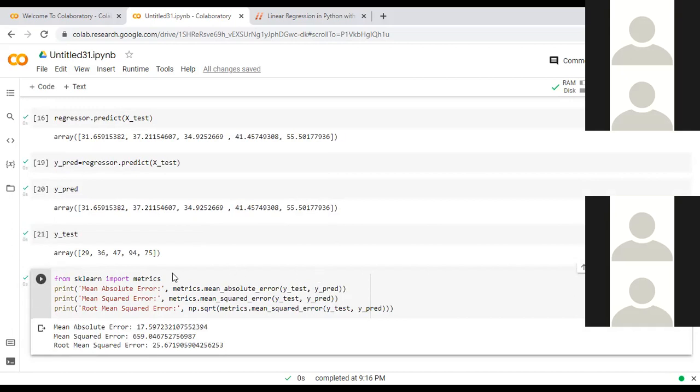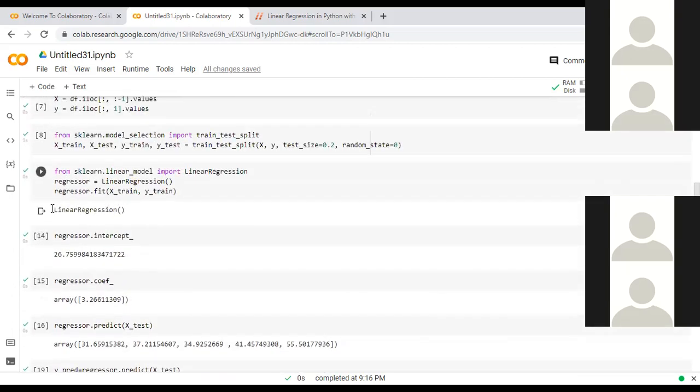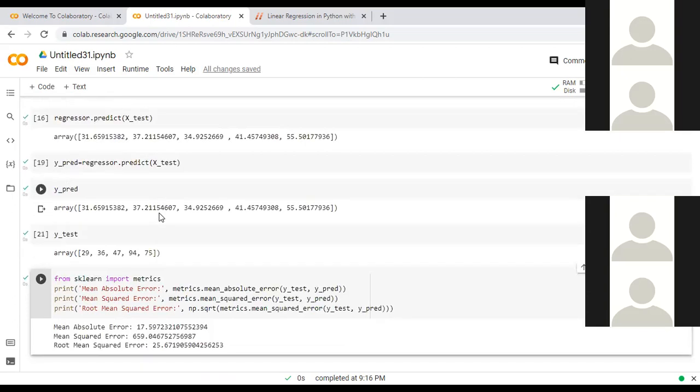So these errors are basically calculated from y test, that is the actual value, with respect to the predicted value. With respect to the actual value and the predicted value, what are the various errors with respect to my model? Those errors are displayed over here. With respect to my model, which I had created over here, that is this linear regression model, this is my predicted value of the model, and these are the actual value of the model.